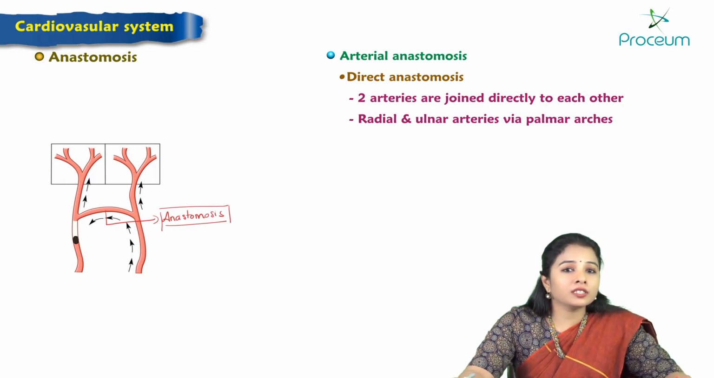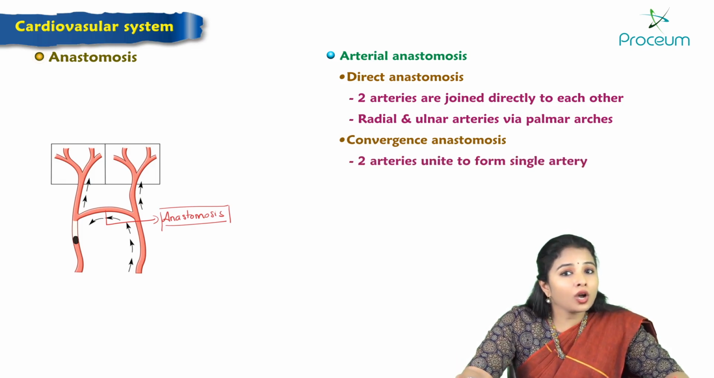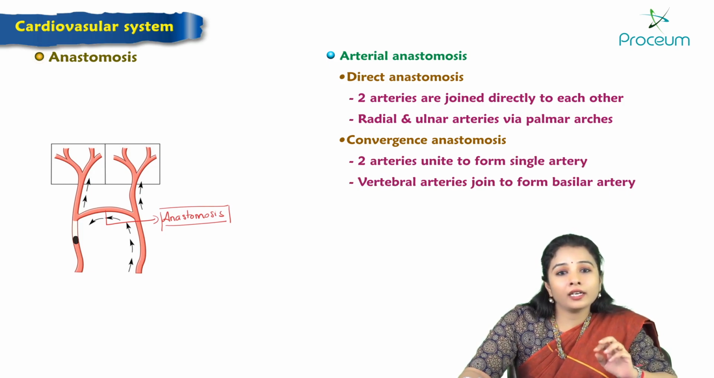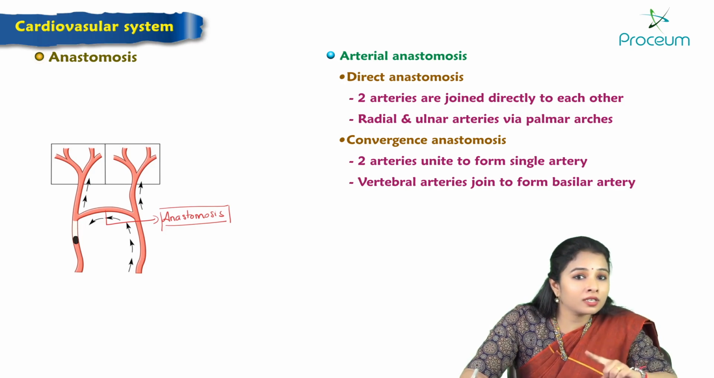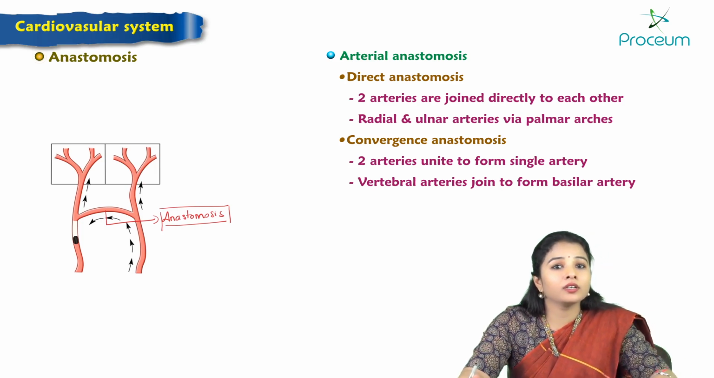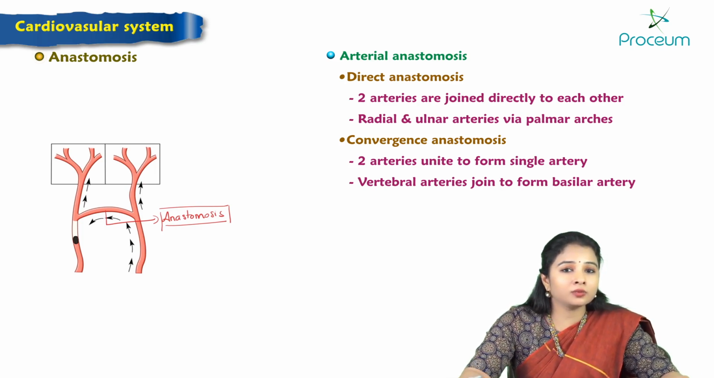Next under arterial anastomosis is the convergence anastomosis. Convergence anastomosis occurs where two arteries unite to form a single artery. For example, the right and left vertebral arteries present in the neck enter the cranium through foramen magnum and join inside the cranium to form a single artery called the basilar artery. Basilar artery further divides to supply the posterior side of the brain. So that is about convergence anastomosis.